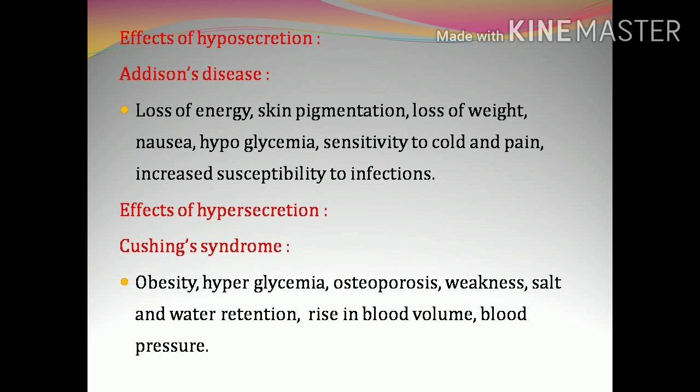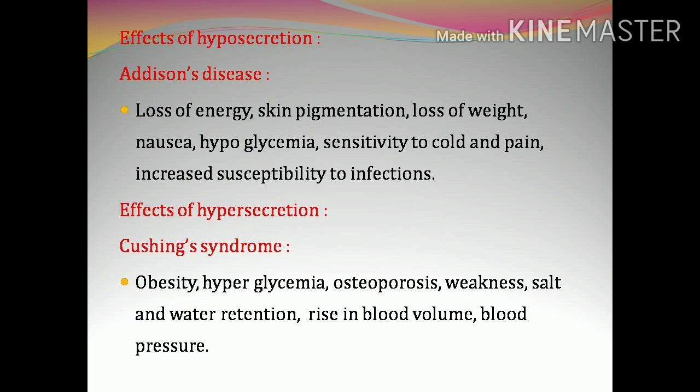Next, hyposecretion from the adrenal cortex causes Addison's disease. Hypo means less secretion. If the adrenal cortex produces less secretion of the hormones, it causes a disease called Addison's disease. Its symptoms are loss of energy, skin pigmentation, loss of weight, hypoglycemia. Hypoglycemia means low blood sugar. In the blood there is a low amount of sugar; that is called hypoglycemia.